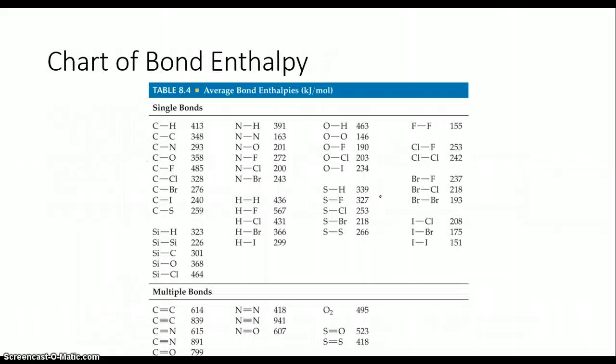Here's a list of them. It's in your textbook in chapter 8, table 8.4, on page 326. This is essentially the list of bonds. Notice again, the first chunk is all about the single bonds. The bottom section down here is the multiple bonds that you have to pay attention to. So make sure you're looking out for the correct one when you're doing these calculations.